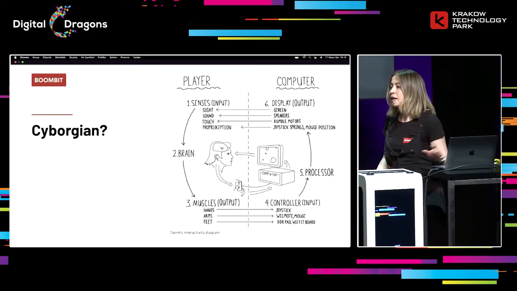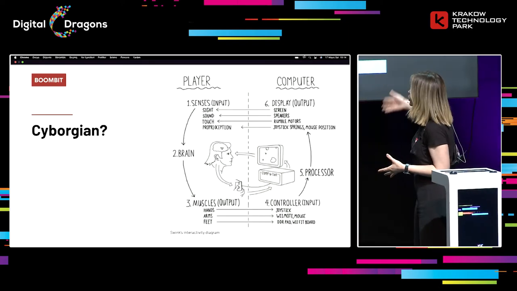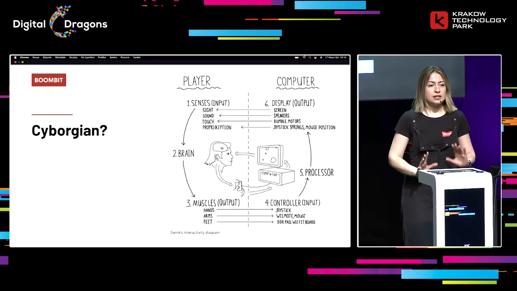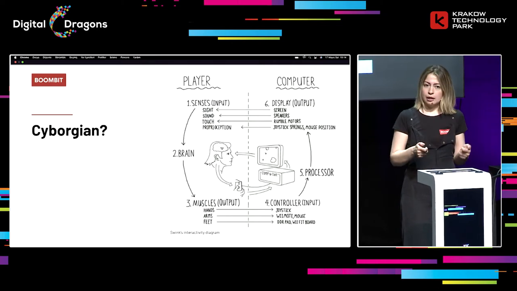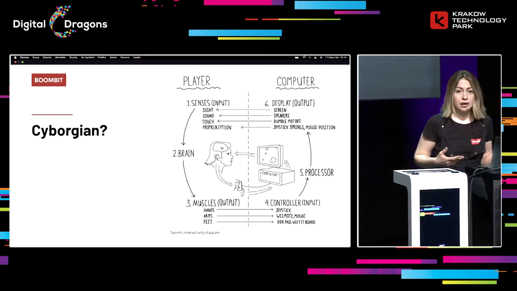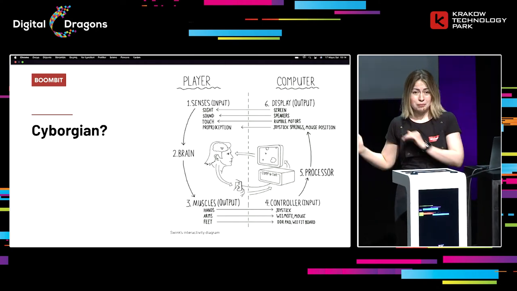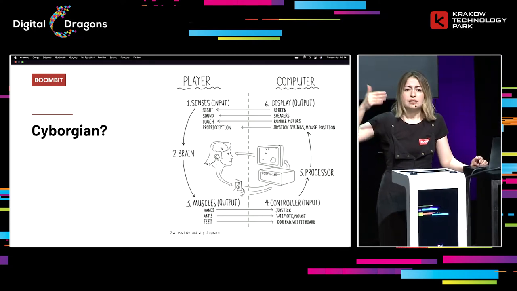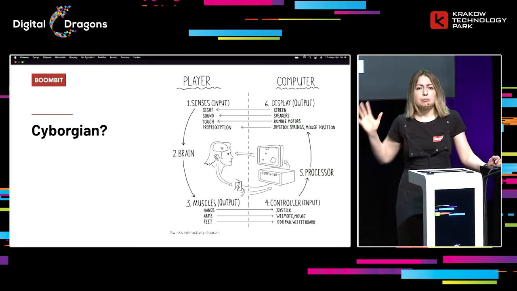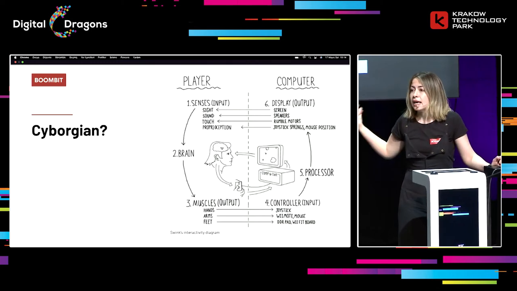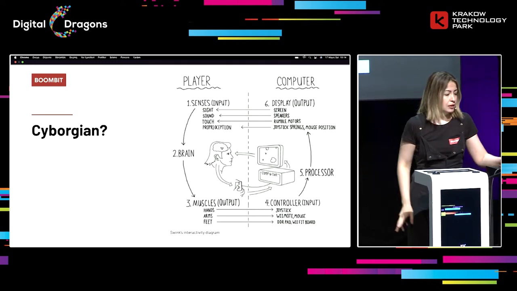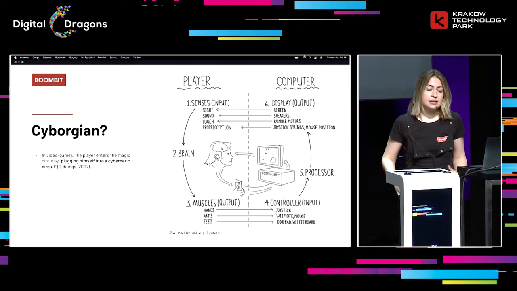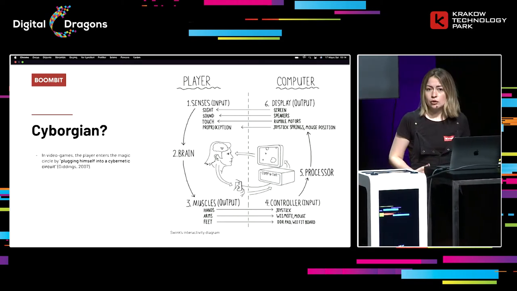So when we enter this circuit, we are not separated from this screen, right? In our hands, we have some kind of device, even VR glasses, we can be totally immersed in the world. So this fourth wall, this screen, this metaphorical separation between the player and the game world does not directly exist. In this world, the player enters the magic circle by plugging himself into a cybernetic circuit.